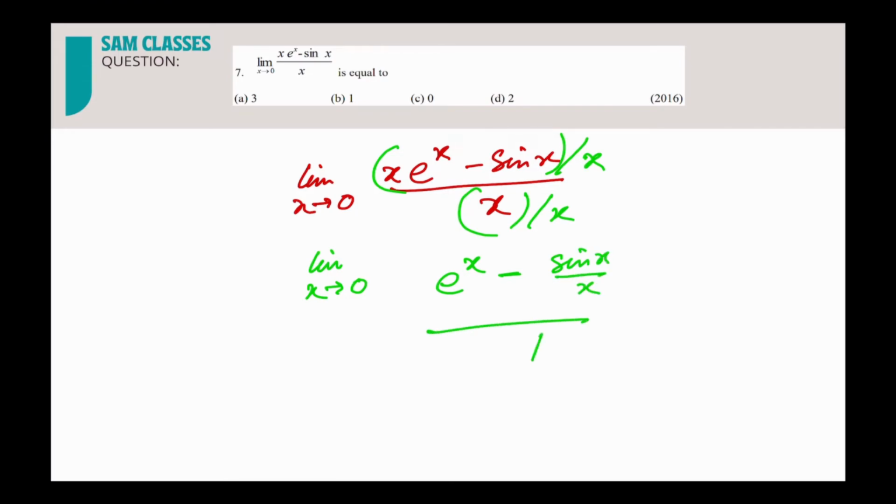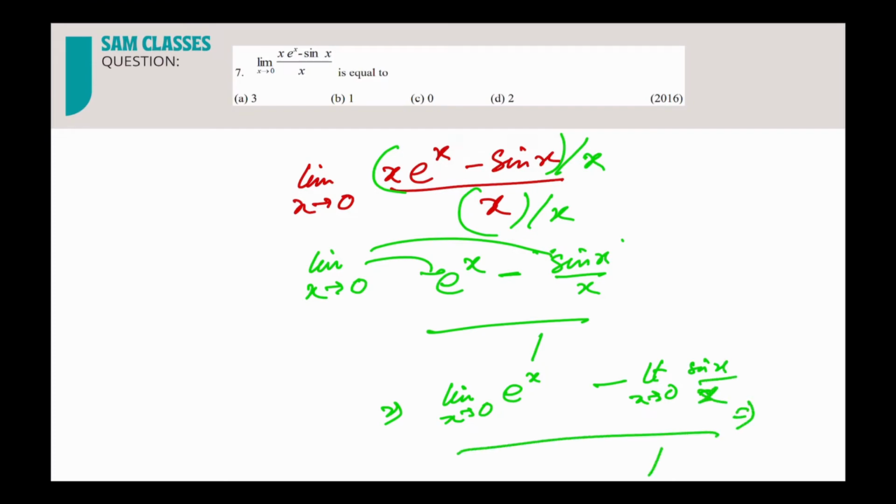Now you already know I can take separate limits for this and this. So limit x tends to 0 of e power x minus limit x tends to 0 of sin x by x. And that is 1 only, so don't have to worry. Sin x by x is 1, and e power 0 is 1. So 1 minus 1 is 0. That's it. Is it very difficult? We just divided it and solved it. Okay, let's see the next question.